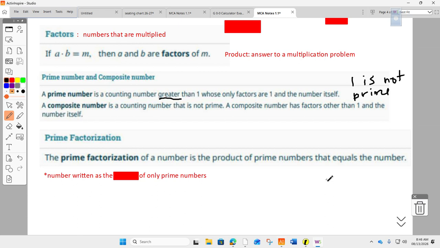Prime factorization of a number means you're going to rewrite that number as a product of only prime numbers. So you're going to be writing a multiplication expression, and all of the numbers must be prime, meaning numbers that have no other factors besides 1 and themselves. Any questions? Henry?